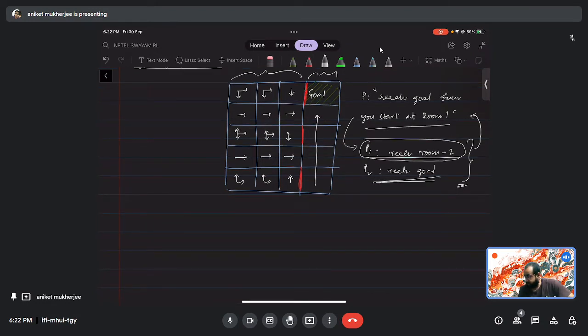So this type of optimality is known as recursively optimal. Because what you are doing is optimizing for each subproblem. So what you do here is you optimize for each subproblem.